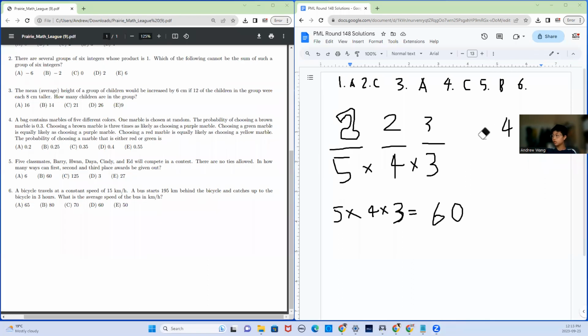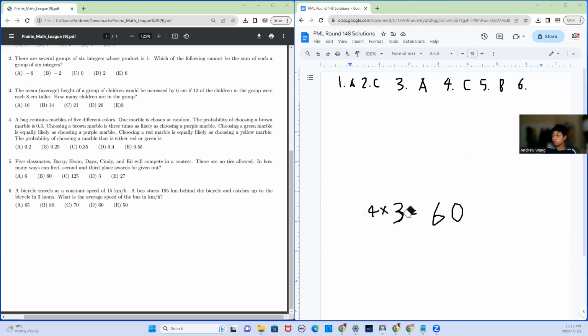So let's erase that, and we'll move on to the last question, question 6. A bicycle travels at a constant speed of 15 kilometers per hour. The bus starts 195 kilometers behind this bicycle and catches up to the bicycle in 3 hours. What is the average speed of the bus in kilometers per hour?